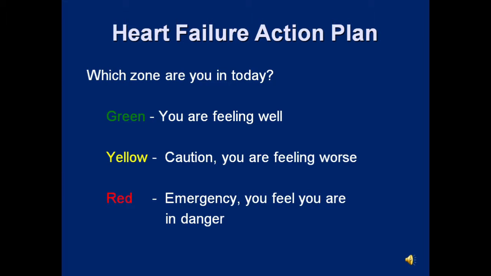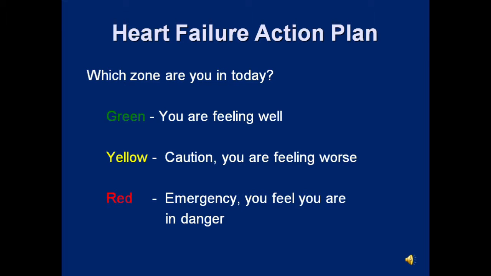Which zone are you in today? Green zone indicating that patients are feeling well, stable, and able to manage and maintain their self-care. Yellow zone indicates caution. A change from baseline has occurred. They are feeling worse, and need to follow up with appropriate actions to maintain their health. This means the patient must have a clear understanding of the signs and symptoms and to take proper actions accordingly.